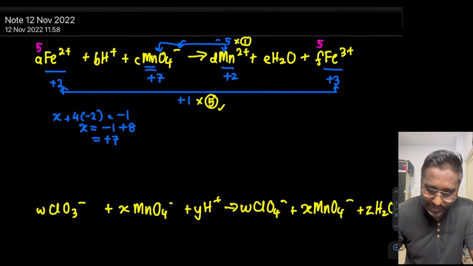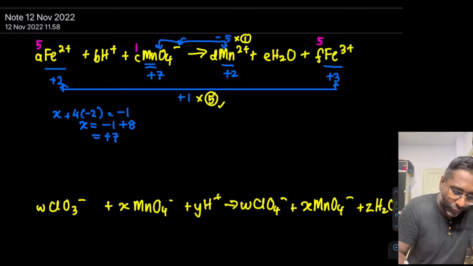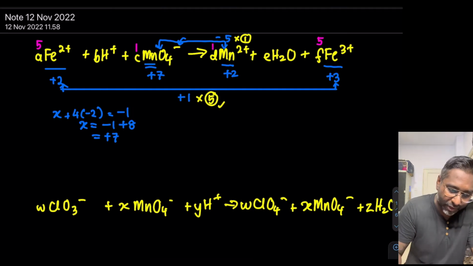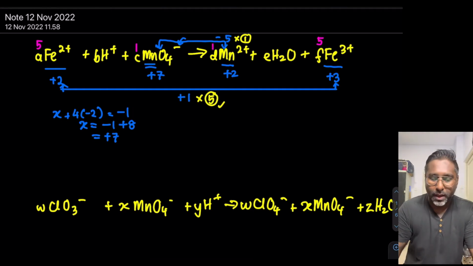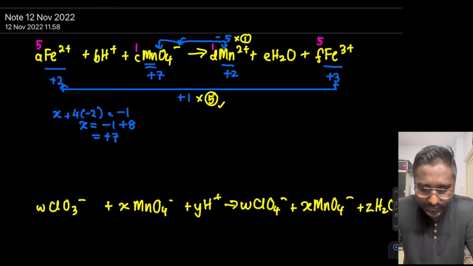Now, for the second magic number, you can see it's going to be 1. If I put 1 over here, I'm very sure this is going to become 1, because we are dealing with 1 ion of Mn, or 1 atom of Mn, 1 element. So this is going to be 1.